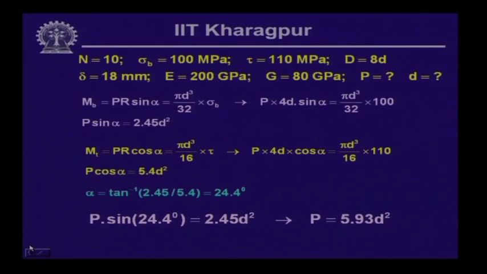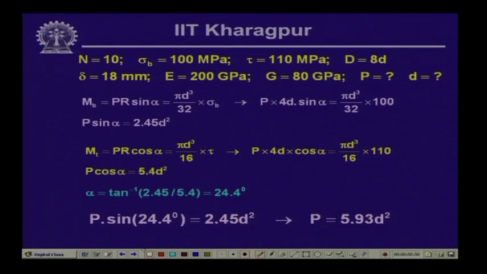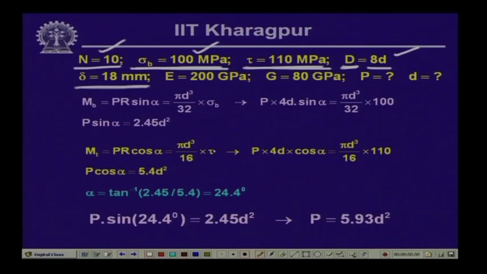Now, if we look into these values given, the number of coils is 10. The permissible bending stress is 100 MPa, that means the normal stress generated because of the bending. The permissible shear stress because of the twisting moment is 110 megapascal, and capital D, the nominal diameter of the spring, equals 8 times d, and delta, the deflection, equals 18 millimeter. E is given as 200 GPa, G as 80 GPa. You will have to compute the values of capital P and small d.